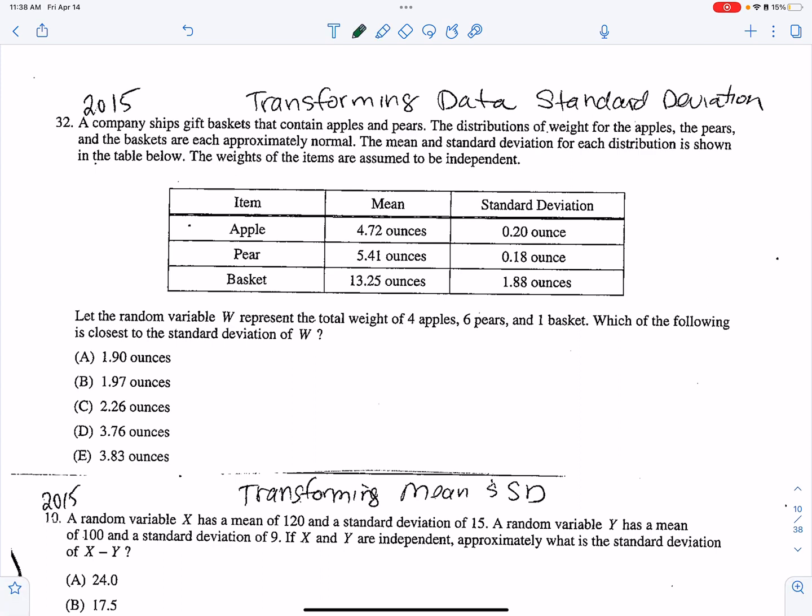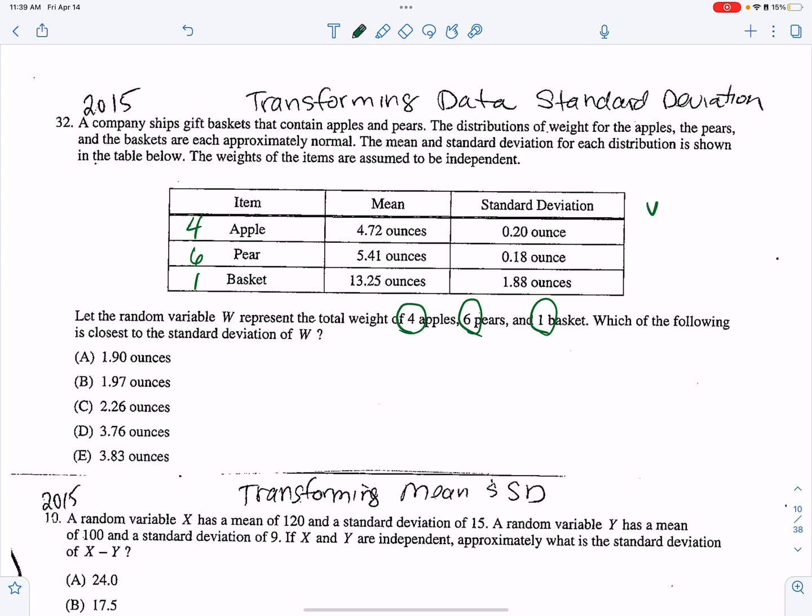Okay, for this transforming data, this time I have 4 apples, 6 pears, and 1 basket. Now I want standard deviation. So I want 4 apples, 6 pears, and 1 basket. So I'm wanting 4 separate. Essentially, remember, I can't add standard deviation, but I can add variance.